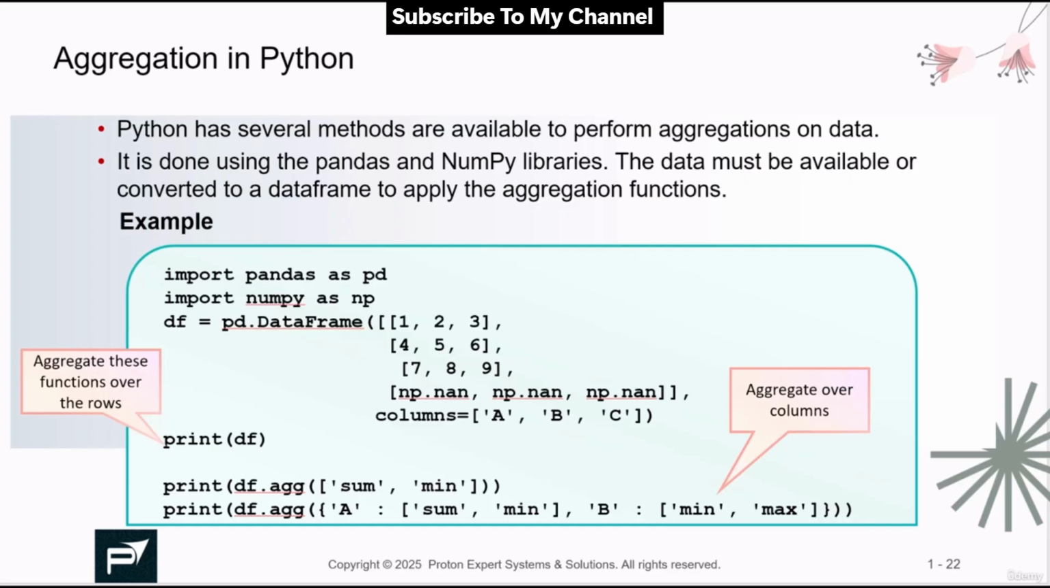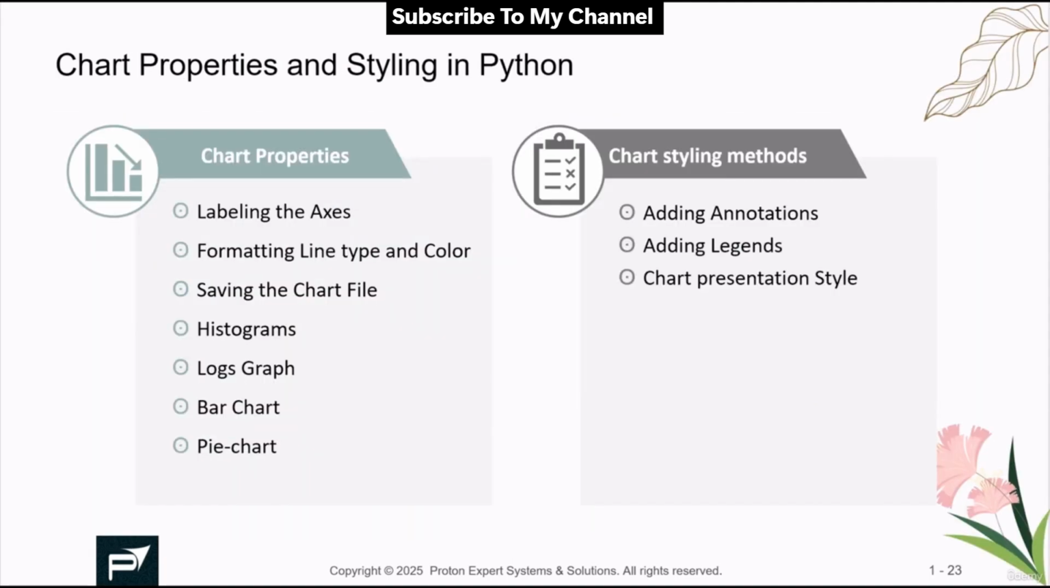These are the chart properties and styling in Python. Let's see the chart properties: labeling the axis, formatting line type and color, saving the chart file, histograms, logs graph, bar chart and pie chart. Let's have a look at chart styling methods. They are adding annotations, adding legends, chart presentation style.